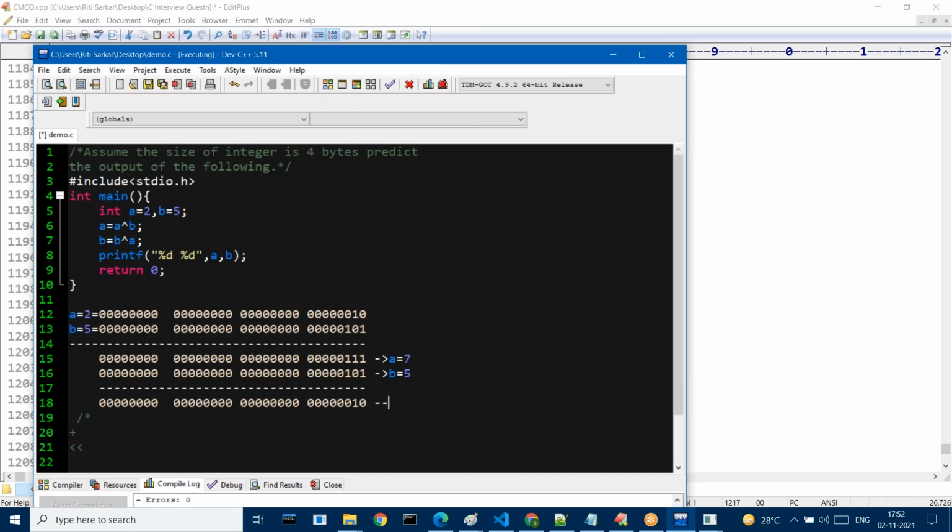What is that? 2. Where will it be assigned? To B. So what is the final value of B? 2. Final value of A? 7. Then what is the answer? 7 2.